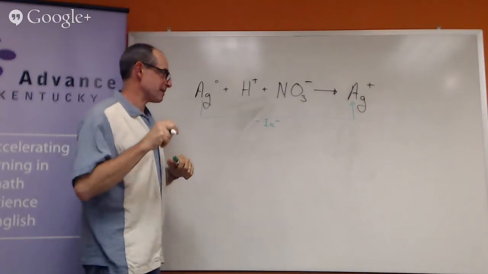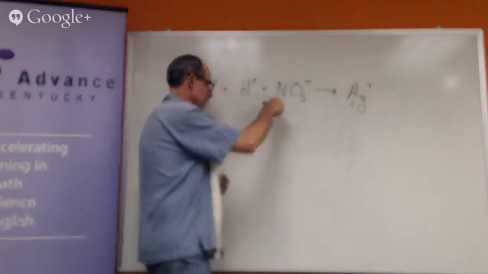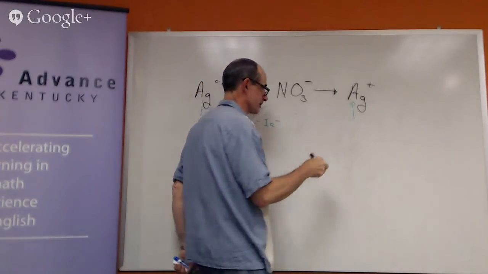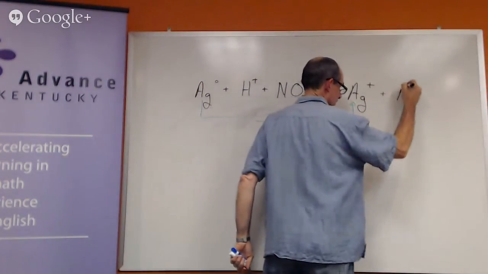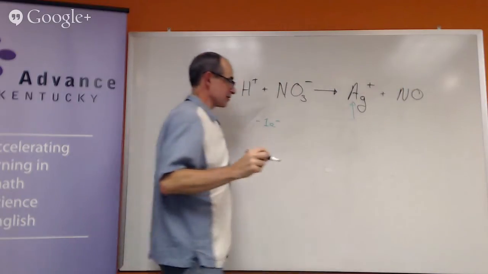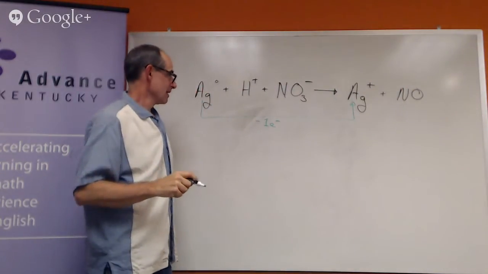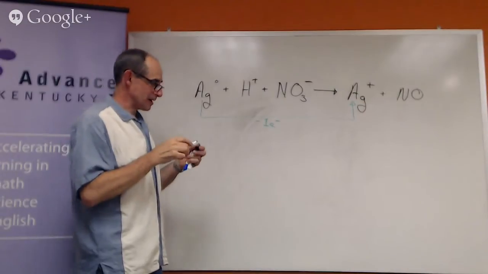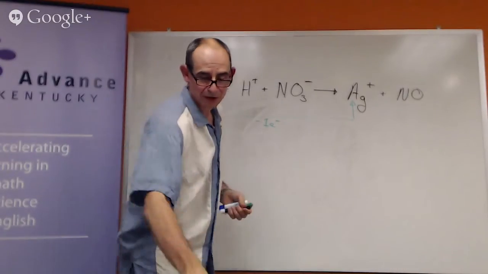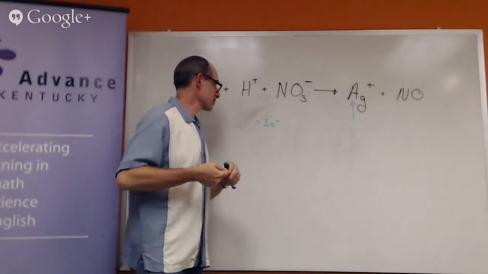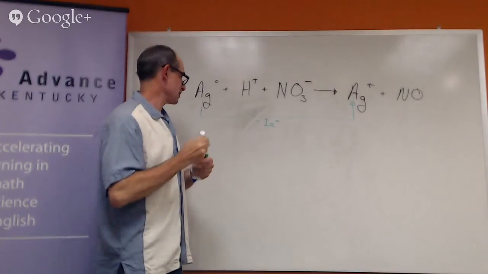You're probably not expected to know this, but when silver is oxidized in nitric acid solution, one of the products is nitrogen monoxide. And that really is our skeletal equation. Let's go ahead and, because we're here, balance this and come up with a net ionic equation.